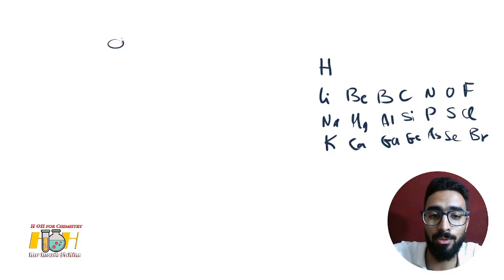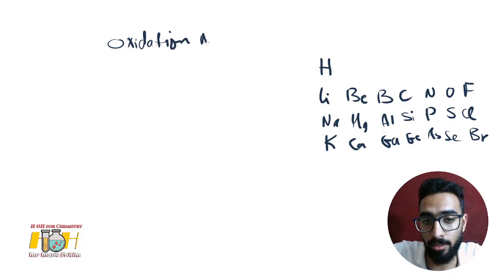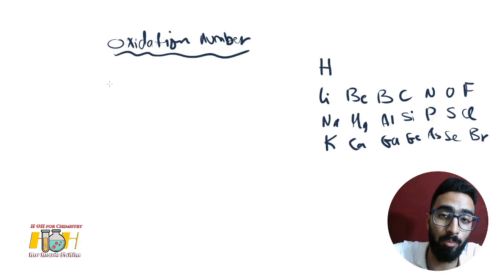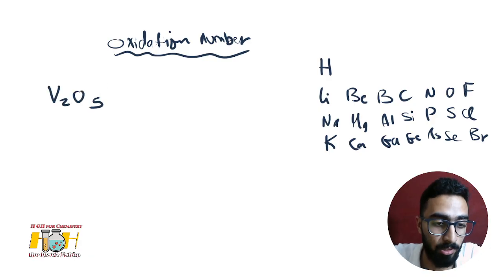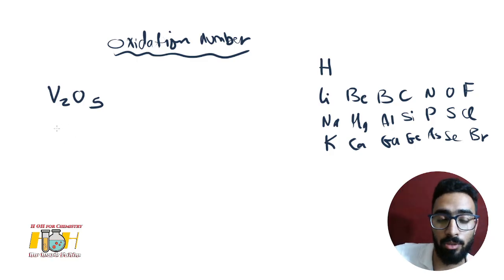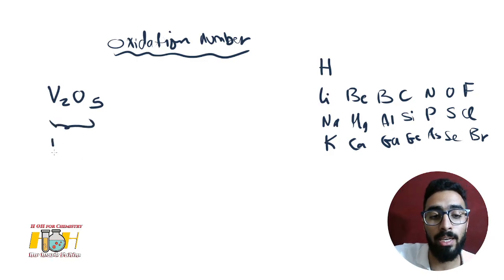I think I have a really good and fun way to calculate the oxidation number for a transition element in a compound. For example, if you have vanadium pentoxide, think of the whole compound as a hospital.